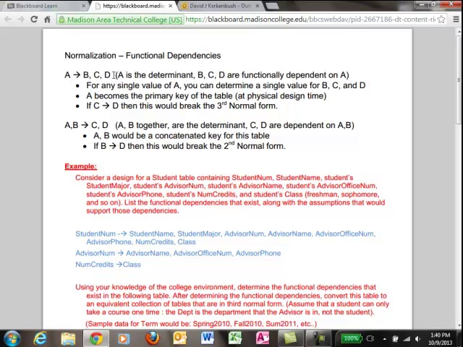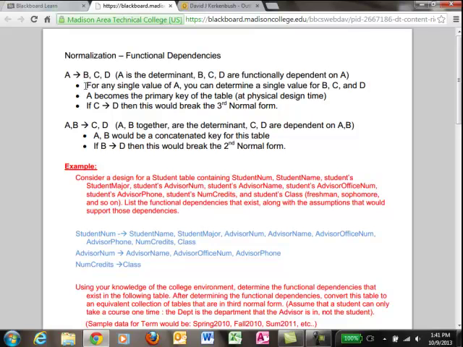In this first example, A, B, C, D, they represent fields in a table. Or you can think of them as attributes of an entity that you're trying to design. However you want to think about them. I think about them as fields. Anyway, what this notation says is A functionally determines B, C, and D. A then is the determinant. B, C, and D are functionally dependent on A. So that's the way that notation reads.